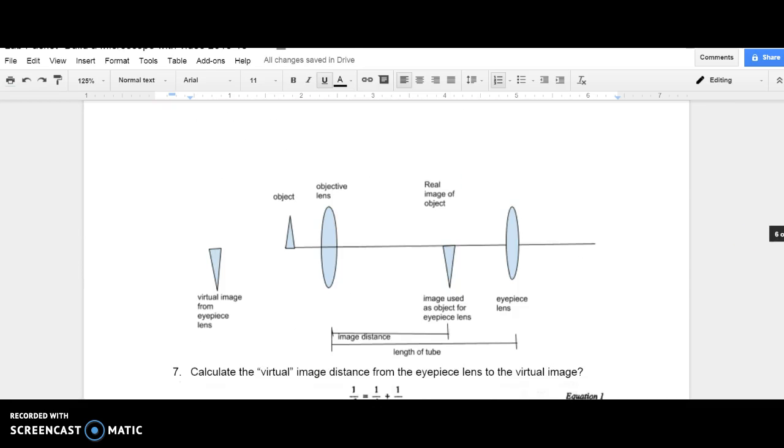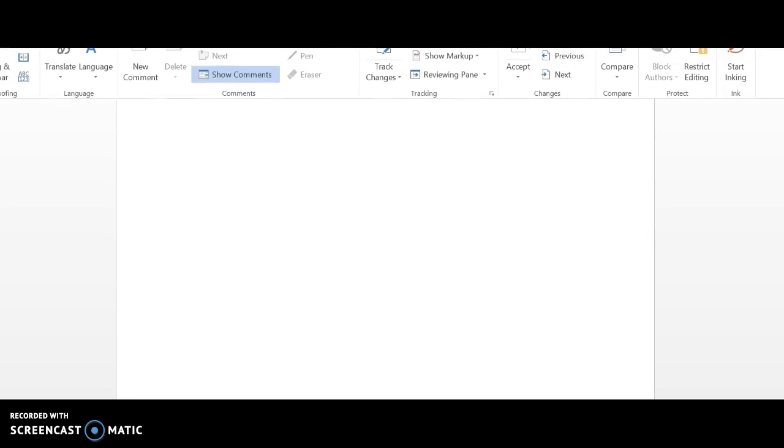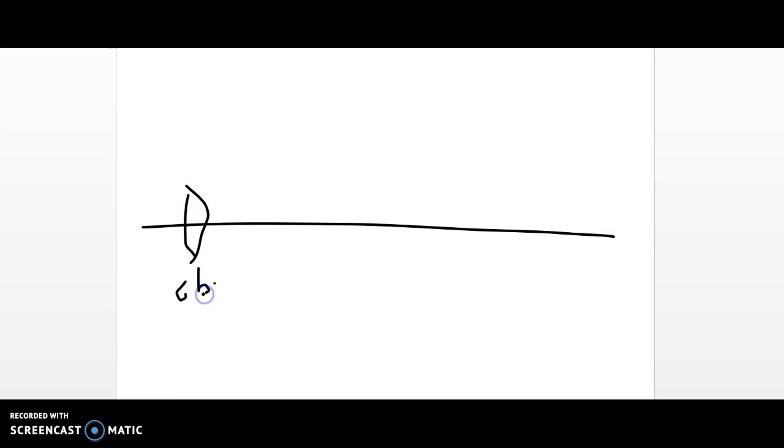So I drew this thing here to show that. Okay, but let me draw it again by hand this time, and it might make it more understandable. So we have the objective lens, and then we have the eyepiece lens.